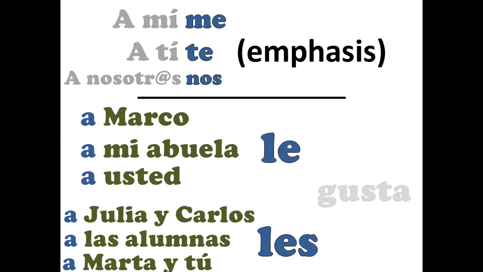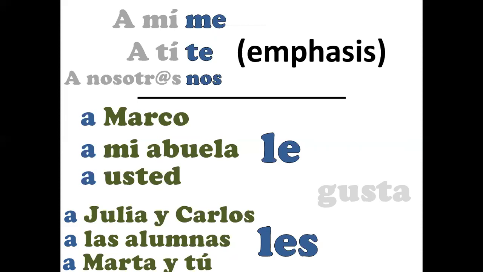So if you said a mí me gusta, you'd be saying, well, I like, you would be emphasizing it. A mí me gusta el regalo. Most people would just say me gusta. But if you want to say, well, I like it, you might not, but I like it, you would say, a mí me gusta el regalo.